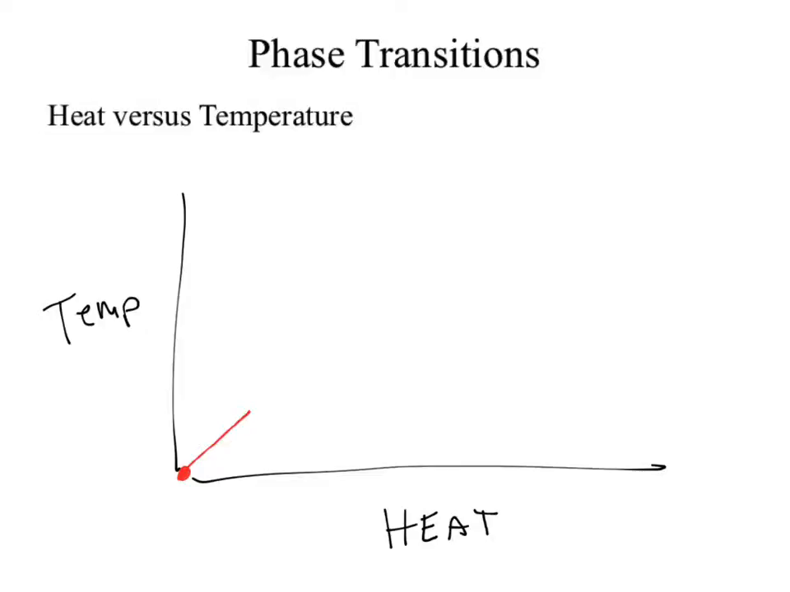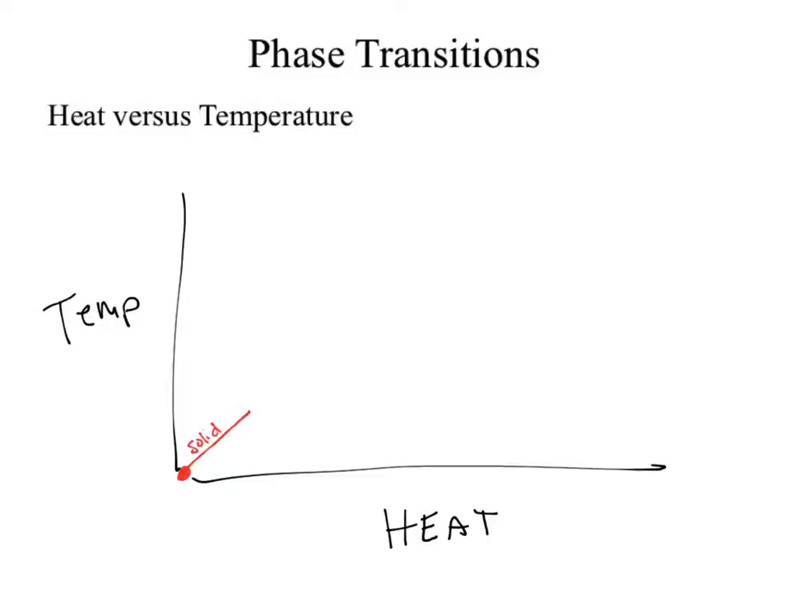At this bottom part, I am currently a solid. As I continue to add heat, what eventually happens? That solid becomes a liquid, but there's still solid there. How do I get the rest of that solid to become a liquid? Keep heating. I keep adding heat.